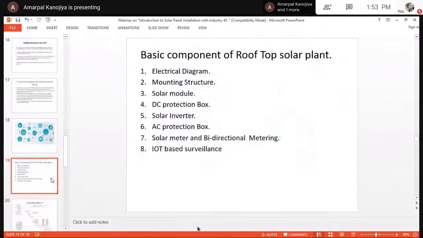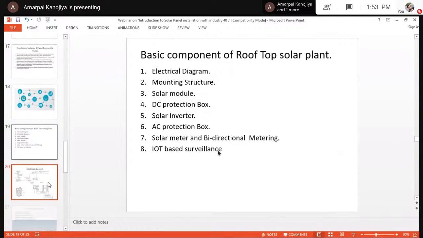Now, in this session, we are going to study the basic components of a solar rooftop plant. Here, I'm going to show you how a normal residential rooftop power plant is installed, how we can club this generation to Industry 4.0, and how we can control the generation of a particular plant with the Internet of Things.